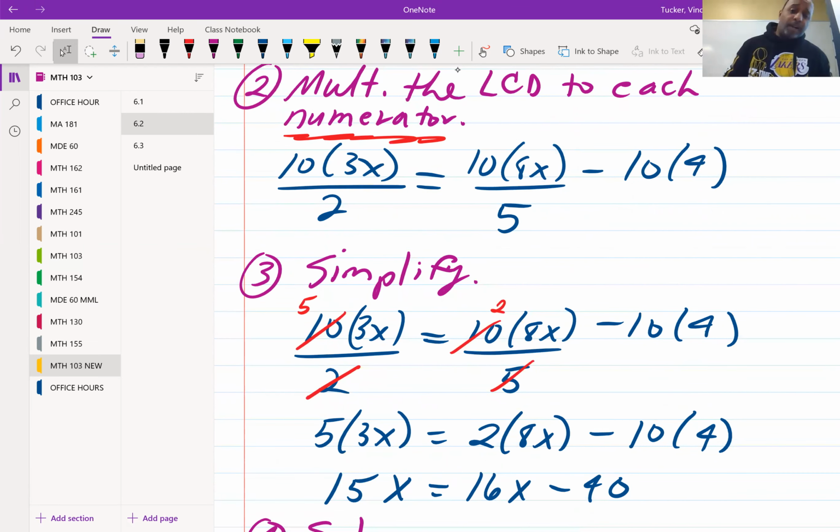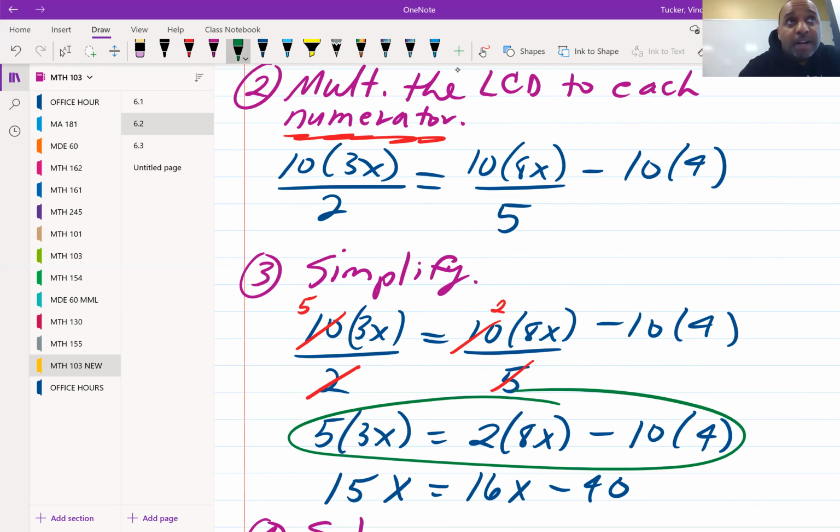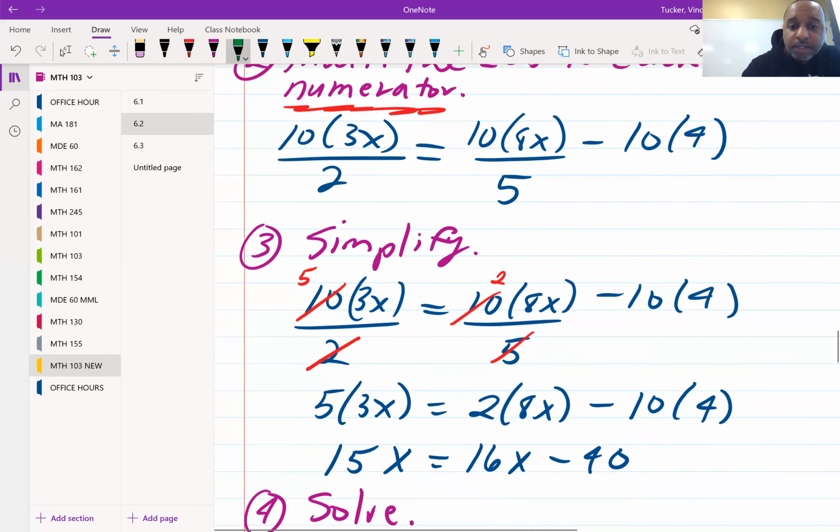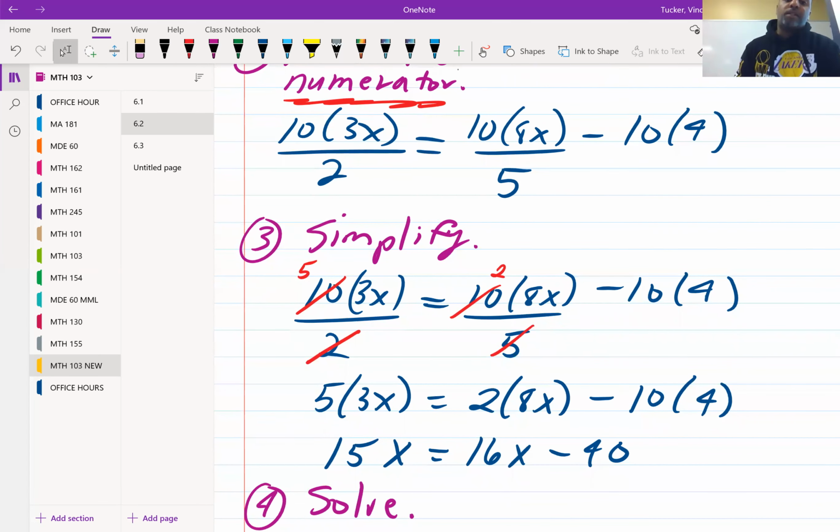So now we can simplify. The 2 divides into 10 and leaves you with 5. 5 divides into 10 and leaves you with 2. And now I'm left with this equation, 5 times 3x equals 2 times 8x minus 10 times 4. Simplify that, and that'll be 15x equals 16x minus 40. And so that'll be our most simplified way of expressing this equation. And now we can solve it without fractions.